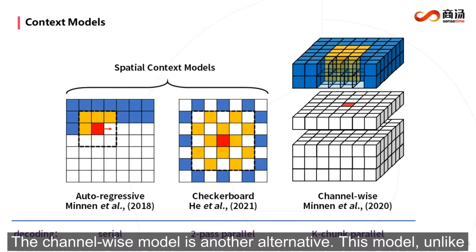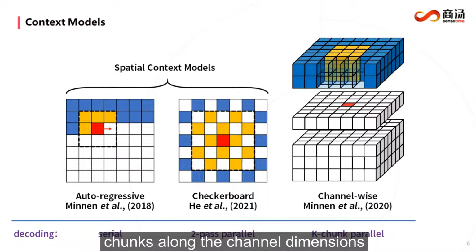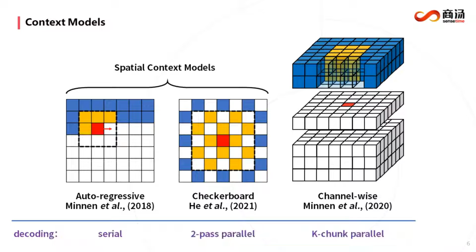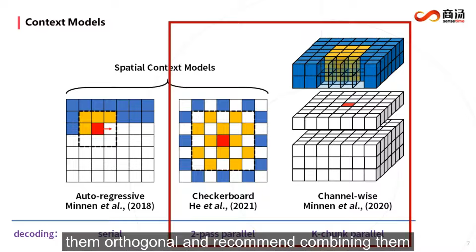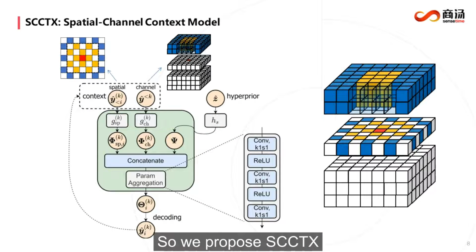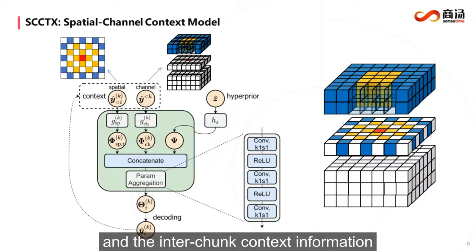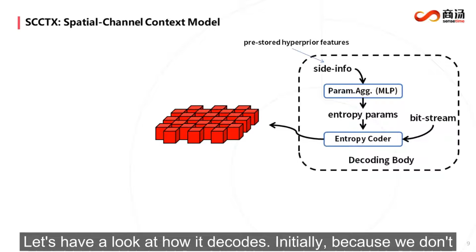The channel-wise model is another alternative. This model, unlike the other two spatial context models, splits the features into many chunks along the channel dimension. It sees earlier decoded chunks as the context of later ones. These two parallel context models are both powerful. We assume them orthogonal and recommend combining them. So we propose that the context better reduces the bit rates by referring to both the intra-chunk and inter-chunk context information. Let's have a look at how it decodes.